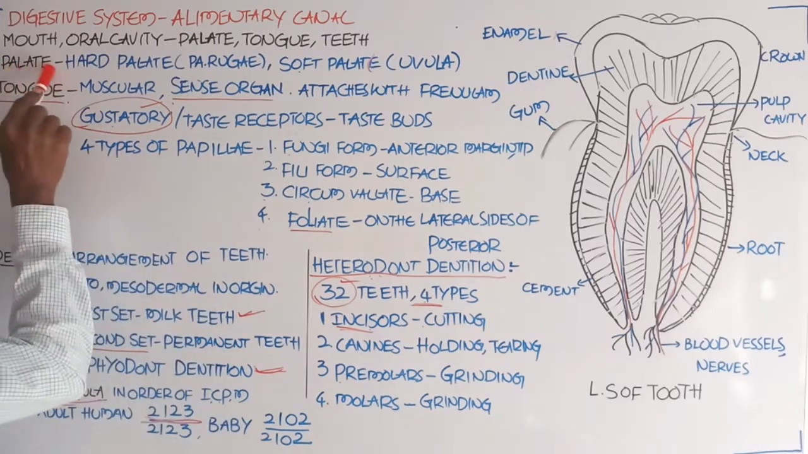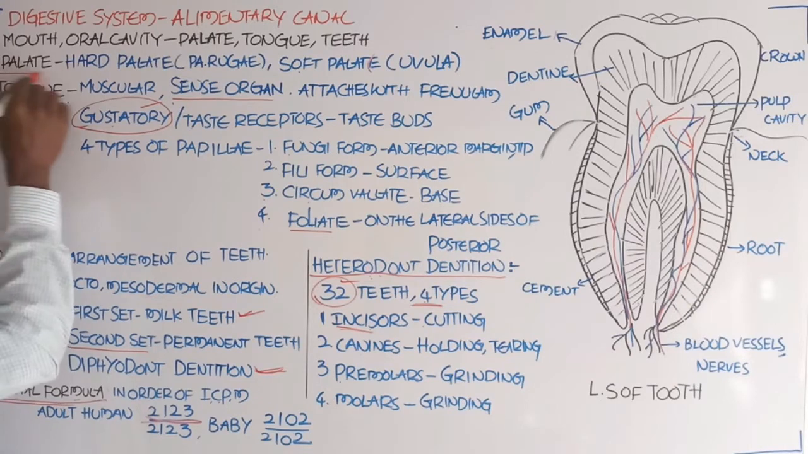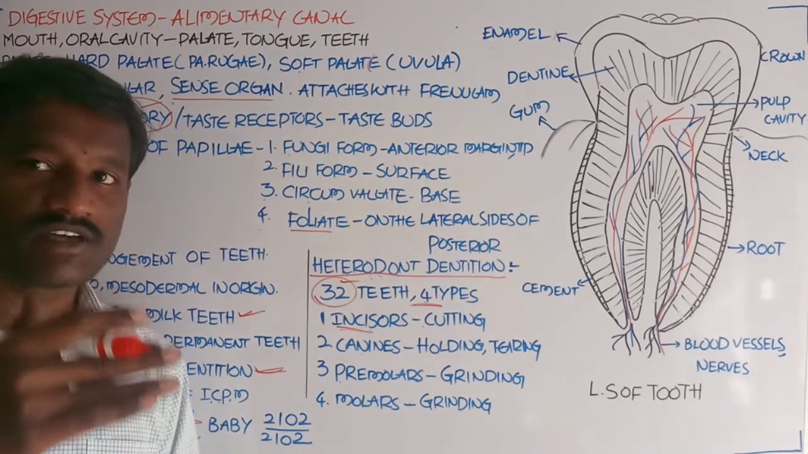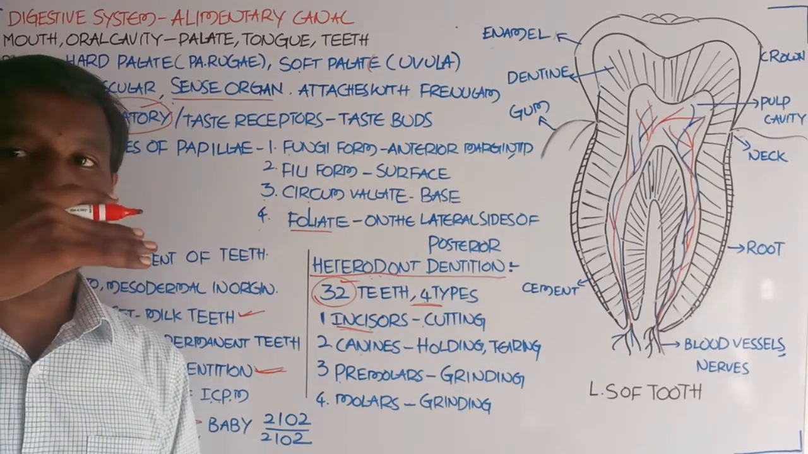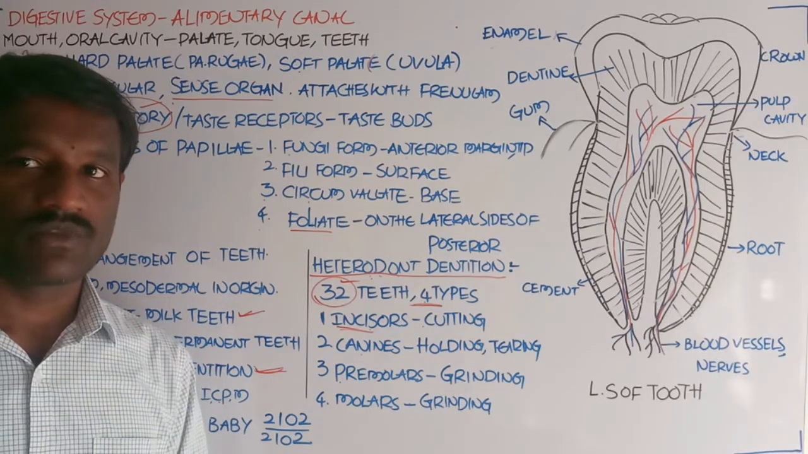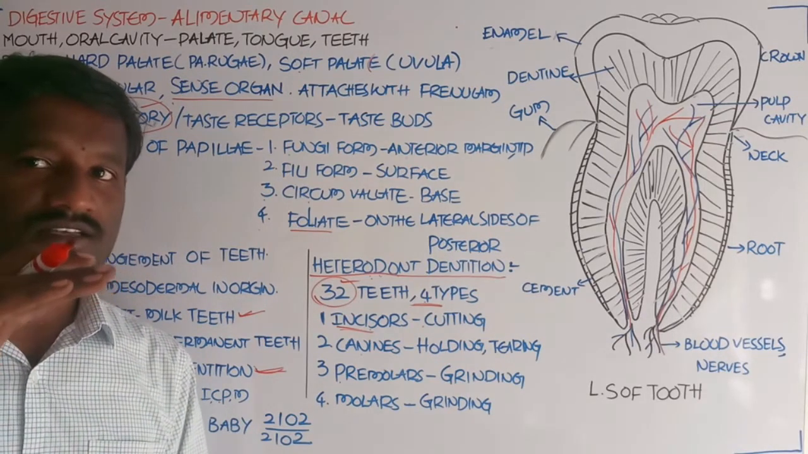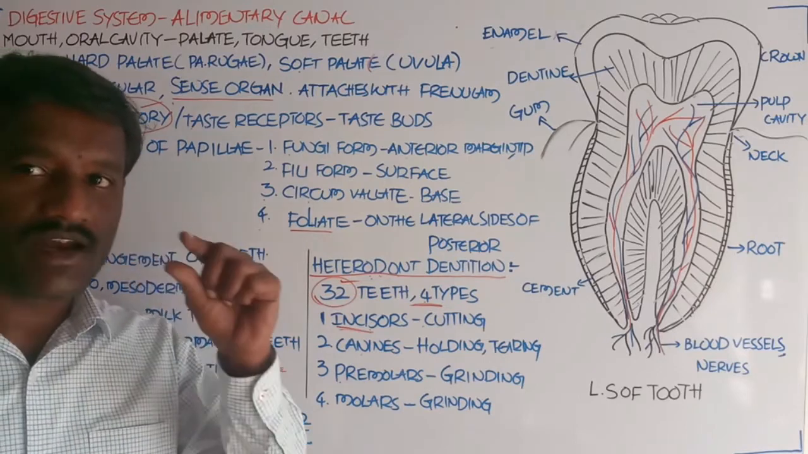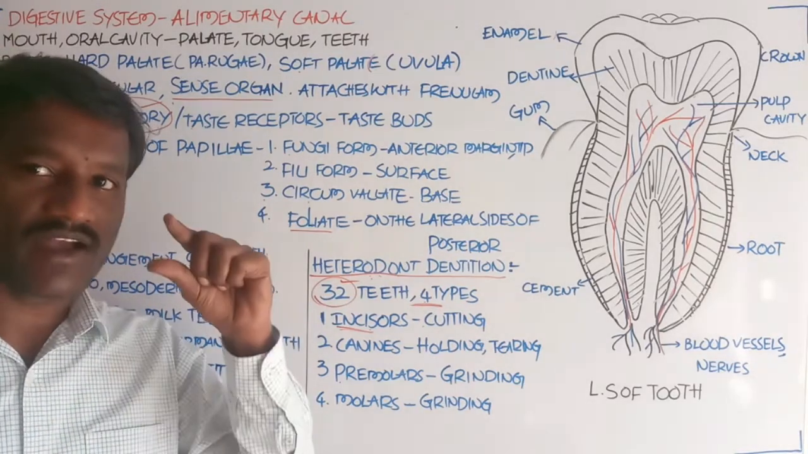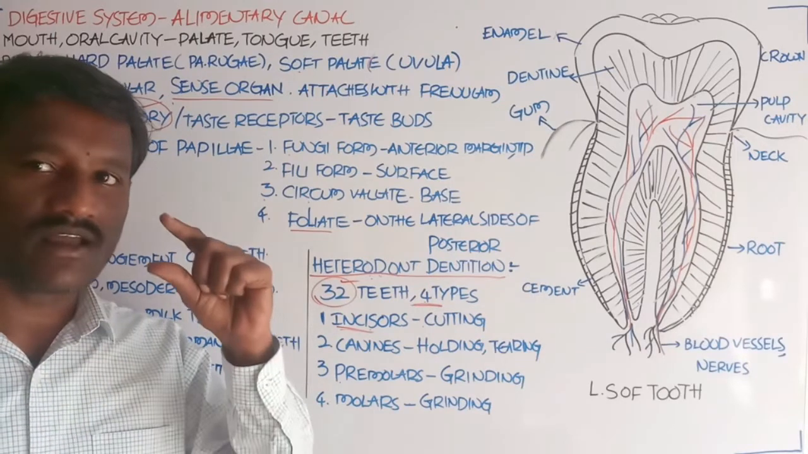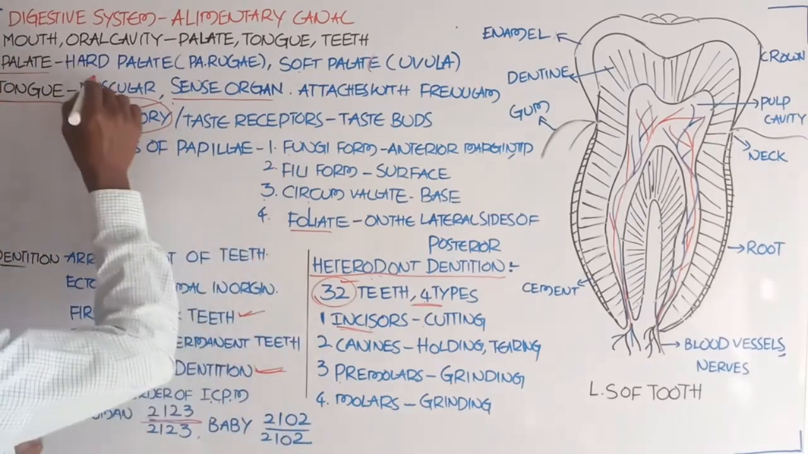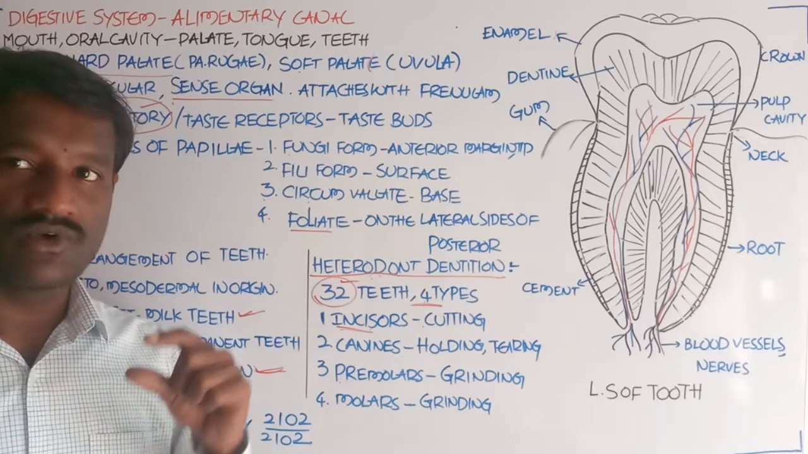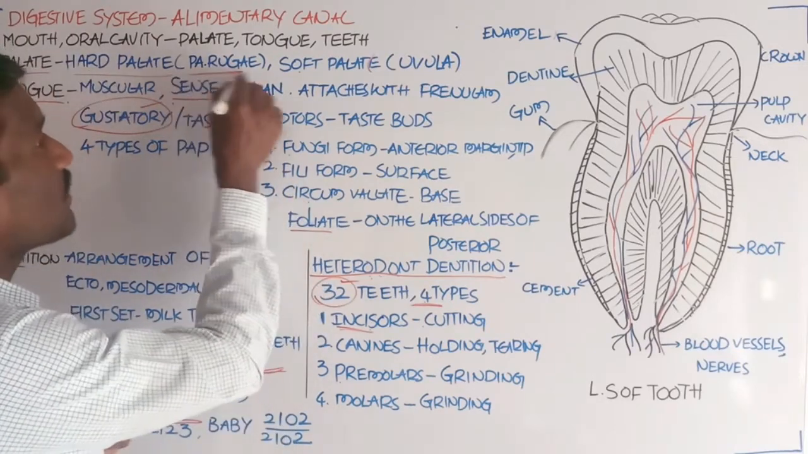Okay, and what about the palate? The palate is one of the structures in the oral cavity that divides the nasal chamber from the oral cavity. Okay, this is the palate. The palate separates the nasal cavity from the oral cavity. And the palate is divided into two parts: the anterior hard palate, which shows ridges. These are called palatine rugae.